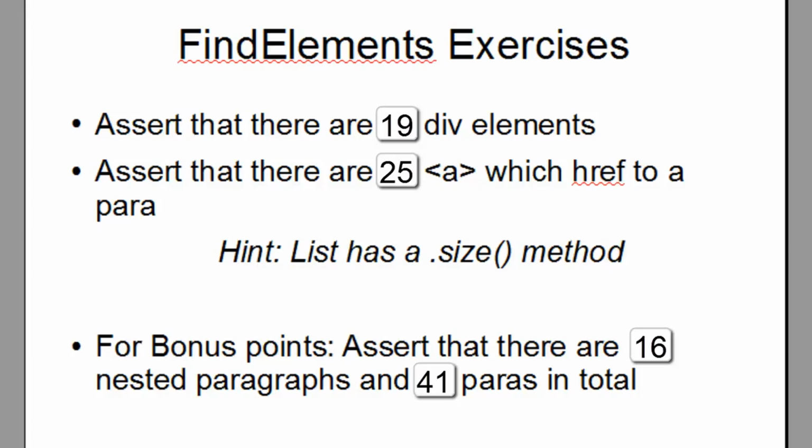So your task now is to use what you've just seen and use the Find By Playground page that you used before. Your job is to use a findElements with the appropriate By and assert that there are 19 div elements. So you're going to use a By to find all the div elements and then count the number returned in the list. You're going to do a similar thing for the anchors and check that there are 25 which have an href that links to a paragraph. If you're getting good at this, also assert that there are 16 nested paragraphs and 41 paragraphs in total.